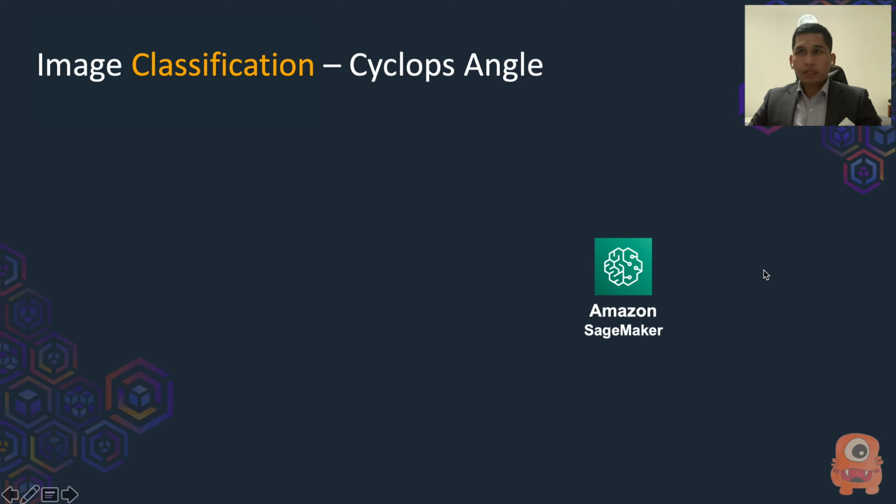Let's move that to the side now. If you're interested in creating an image classification model like Cyclops Angle, it is super simple and easy nowadays with the help of Amazon SageMaker.